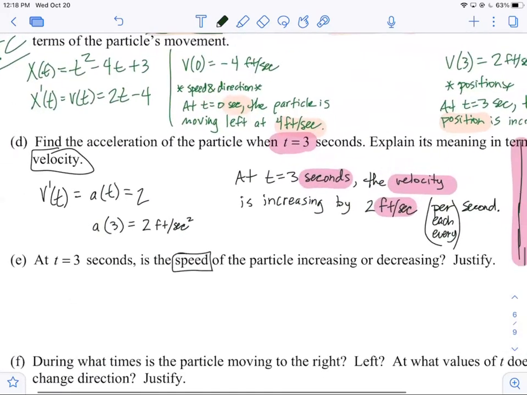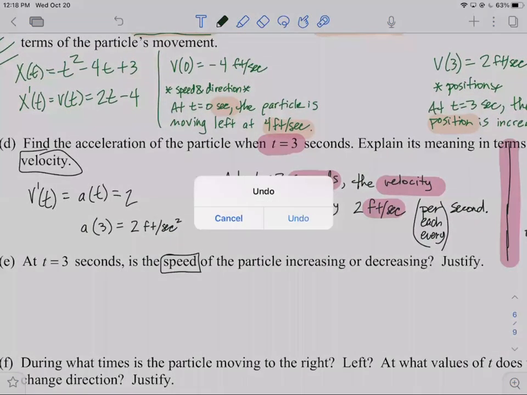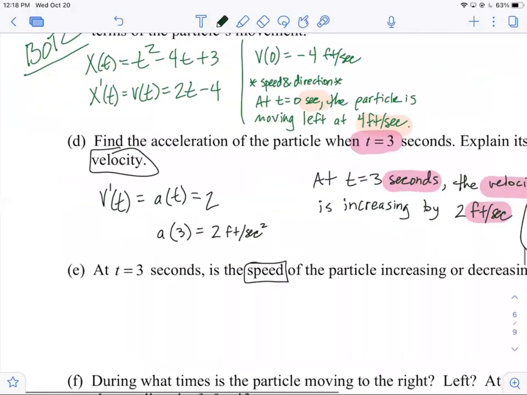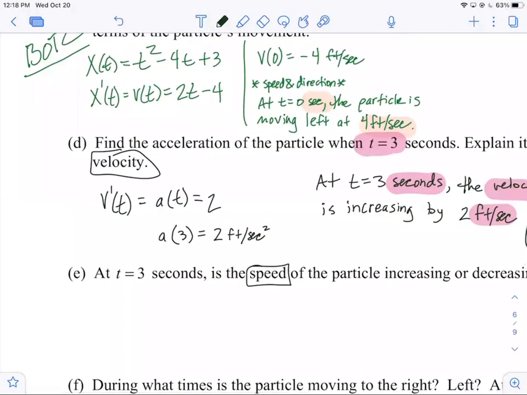So here's what we know. We know from part D that at any given time, the acceleration is positive, which means at any given time, the velocity is increasing. But is it possible to have a velocity increasing while speed is decreasing? Yeah, it is, right? It can be.